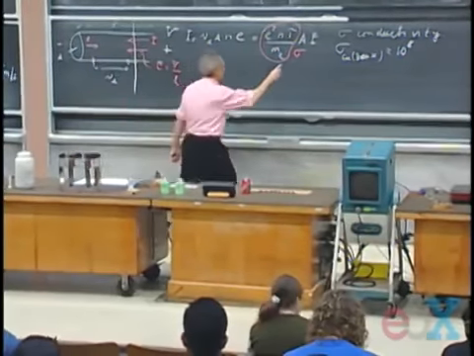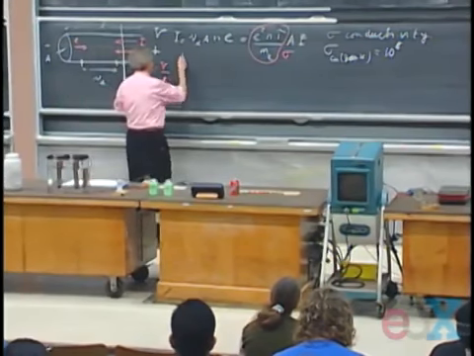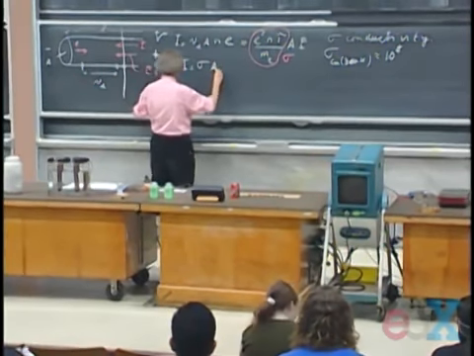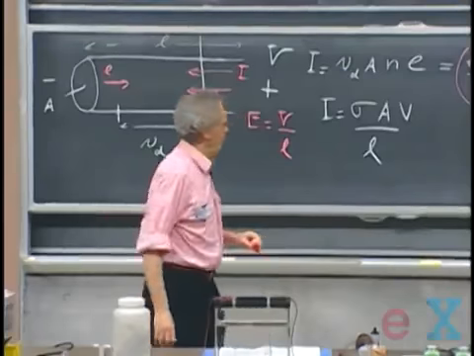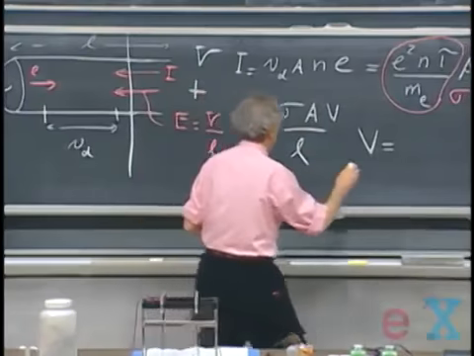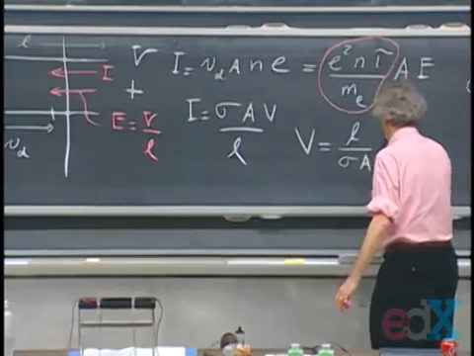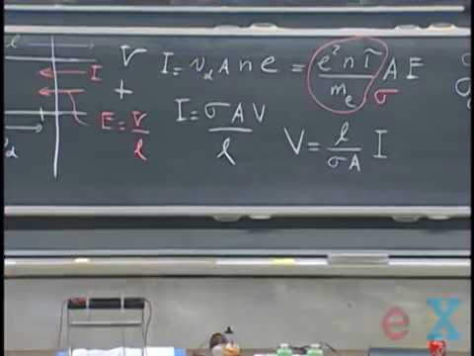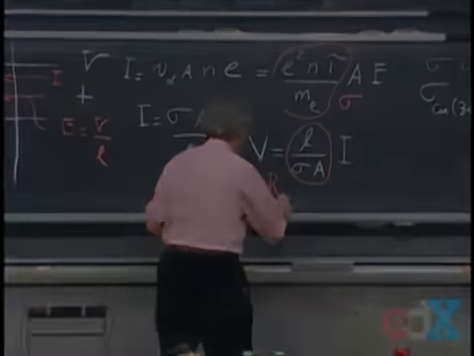I can massage this a little further because E is V divided by L, and so I can now write that the current is sigma times A times V divided by L. I can write it down a little bit differently. I can say V therefore equals L divided by sigma A times I. And now you're staring at Ohm's law, whether you like it or not, because this is what we call the resistance, capital R.